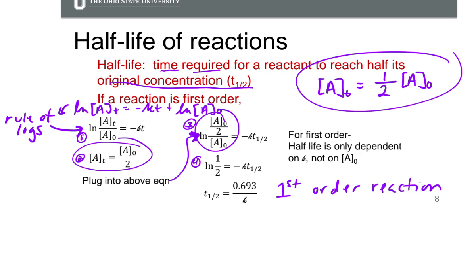So what does this mean? The half-life is only dependent on the rate constant. It doesn't depend on the initial concentrations of material. Okay? For zero order and second order, that's not going to be the case. Right? But this is a nice equation. You just need to know the rate constant.